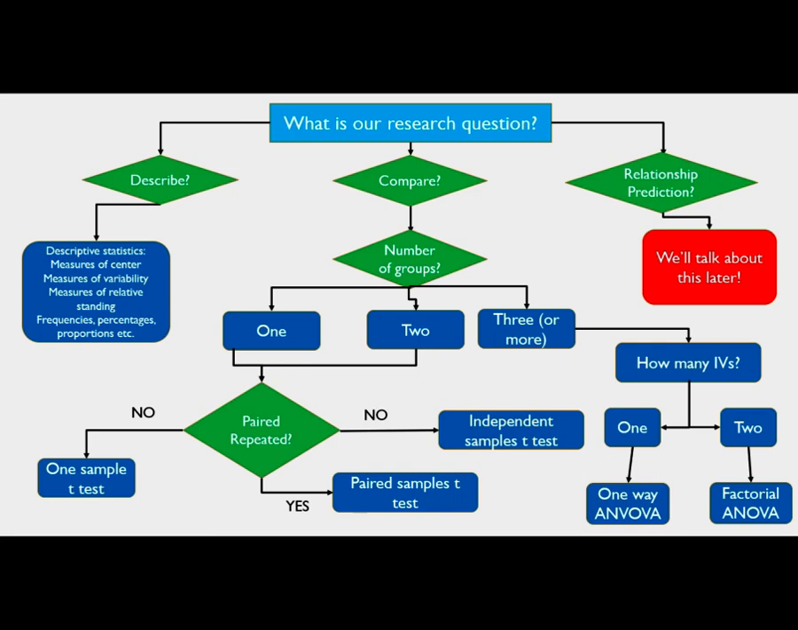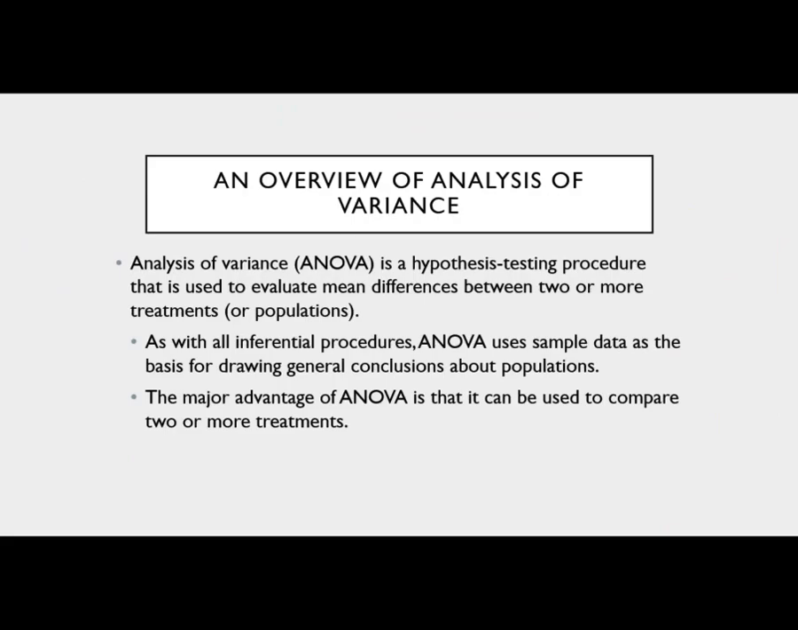And this may not be the greatest flowchart because I get kind of lost in the arrows, but anyway, if we have two samples and they're not paired, we do the independent samples t-test. If they are paired, we do the paired samples t-test. Then, if we have 3 groups, we have to ask ourselves, how many independent variables do we have? Do we have 1? If we do, we do the one-way ANOVA. If we have 2 or more, we have the factorial ANOVA. And this section here is what I'm going to talk about today.